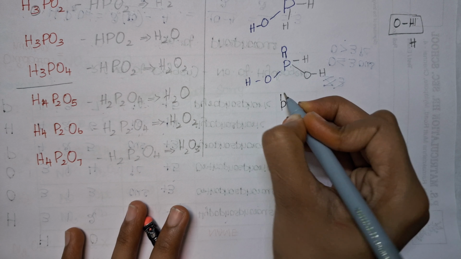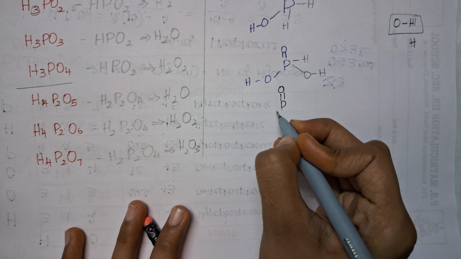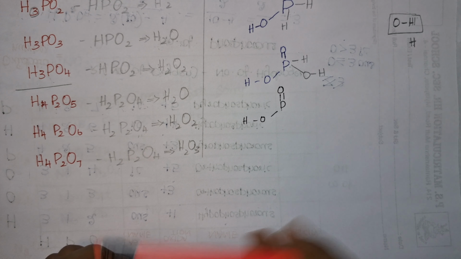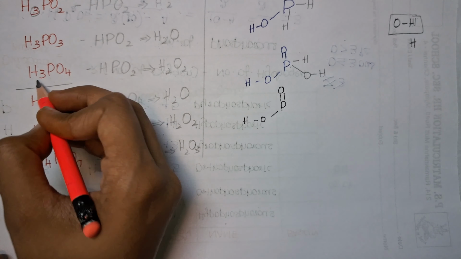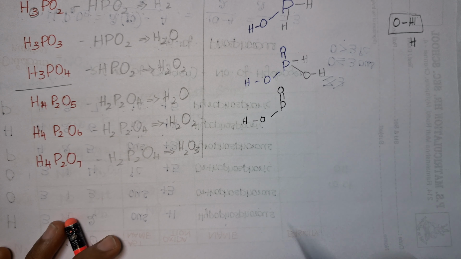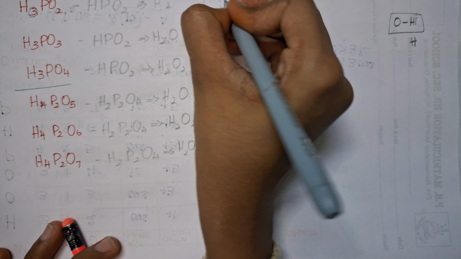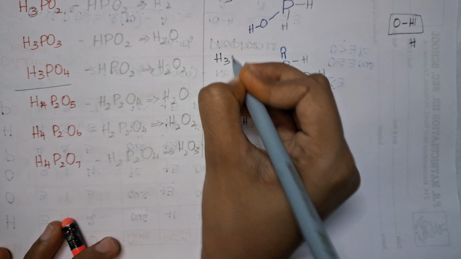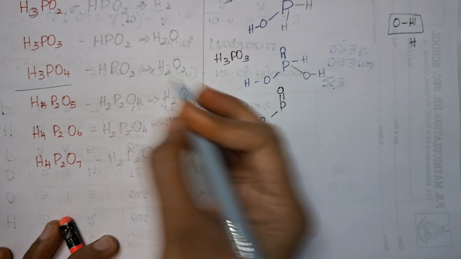What is the common structure? Your HPO2. We need to write it like this. Okay. Now we will see what we have to add to get the structure H3PO3. Let me write the structures also here. This is your H3PO2, H3PO3.